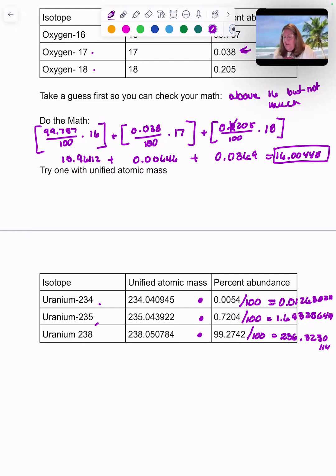So we're going to take our values. I'm just screen capturing my numbers here. And I get 238.028906. And remember, this is just the unified unit, so we're just going to put a U, not an AMU. That's a little distinction there.